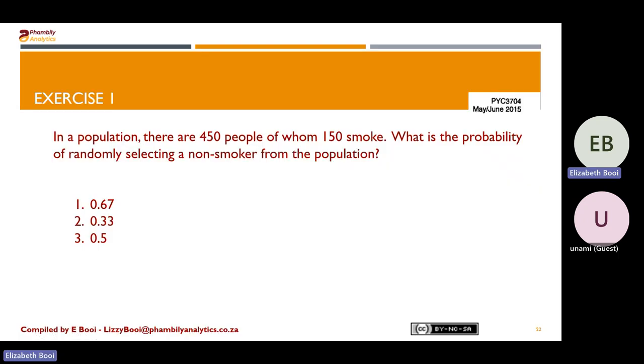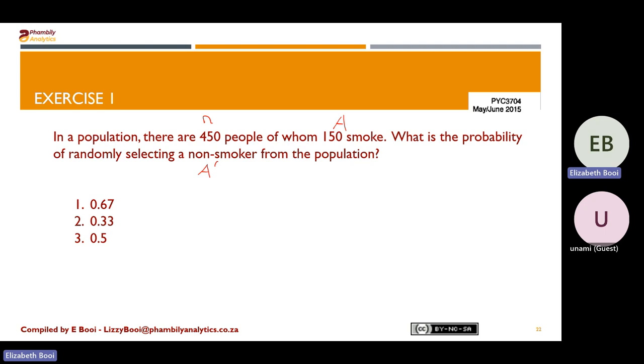Let's see. In the population, there are 450 people of whom 150 smoke. What is the probability of randomly selecting a non-smoker? If this is our sample space N, and non-smoker is the complement, let's make them A and B, with A as smoker, and non-smoker is A complement.